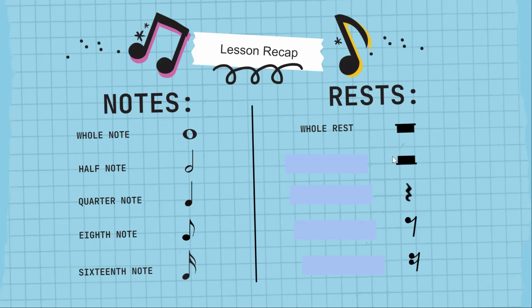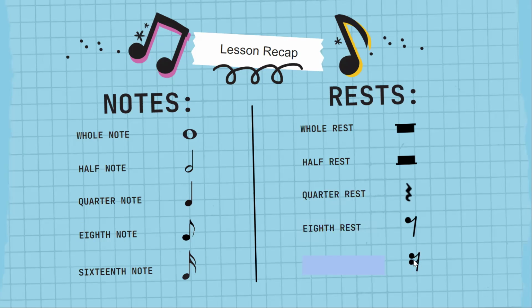Or maybe it's for this one. What's the next one? The hat that is the right side up, it is a half rest. So for half of a measure, you are having a rest. Next, this little vertical zigzag is a quarter rest. And next we have this little line with a little circle attached to it. This is an eighth rest.